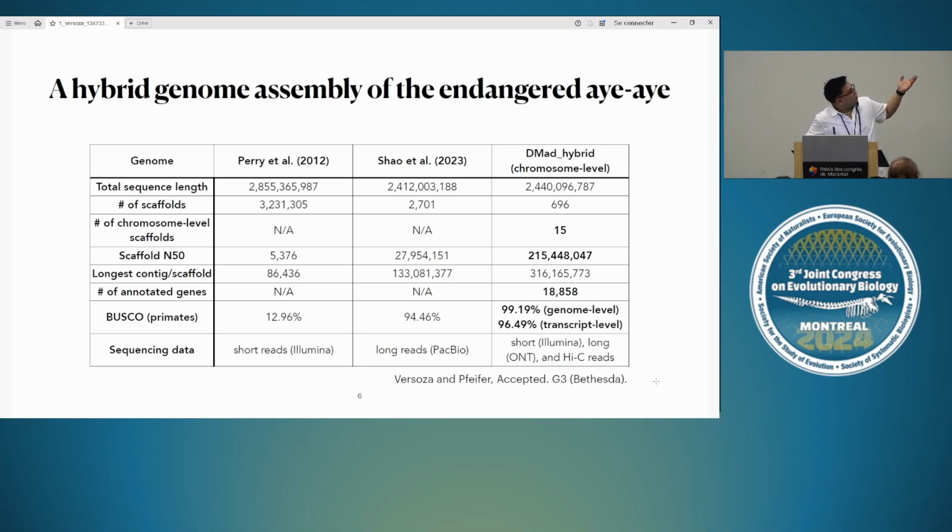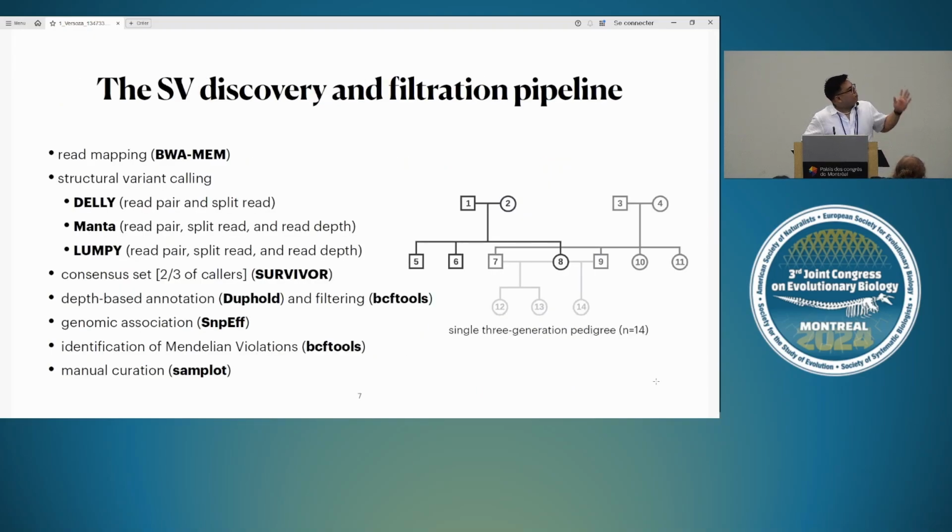I'd also like to highlight that the reason why this is called a hybrid genome assembly is because we used 3 sequencing technologies. We used short reads, long reads, and Hi-C. Now that we have this nice genome assembly, we can use it to discover and filter out structural variants. And so we have the following pipeline.